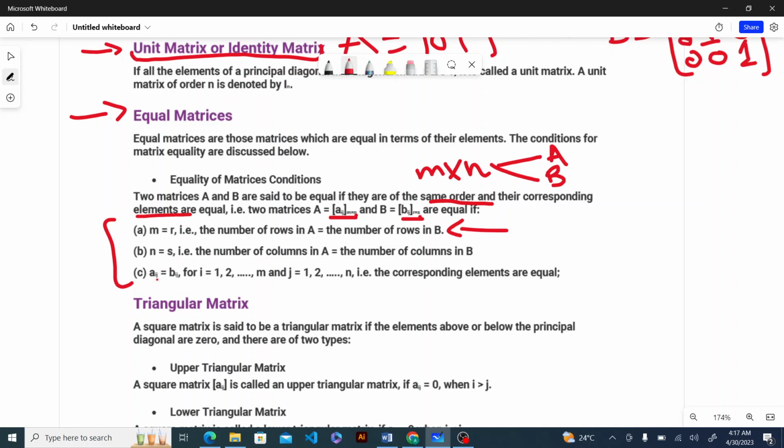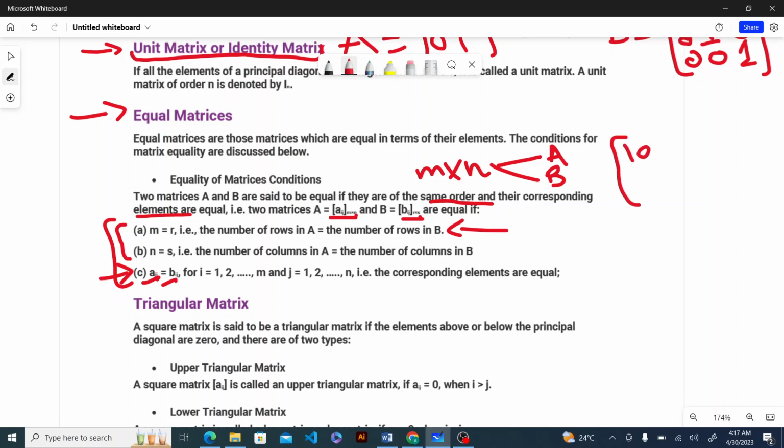The first two conditions, M and N, A and B, are for order. Okay, that order should be equal for the two matrices or equal matrices. And the last condition C is for the elements. It says Aij is equal to Bij, means for I equal to 1, 2 and so on to M, and J equal to 1, 2 and so on to N, the corresponding elements are equal. This condition says that all the elements of the matrix A, which are denoted by Aij, and all the elements of the matrix B, which are denoted by Bij, they all should be equal or same. Okay, now let me give you some examples. One example only.